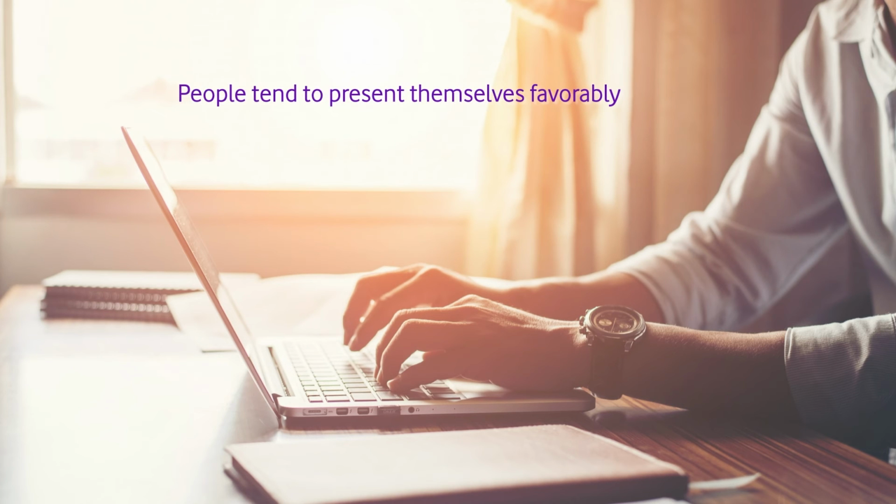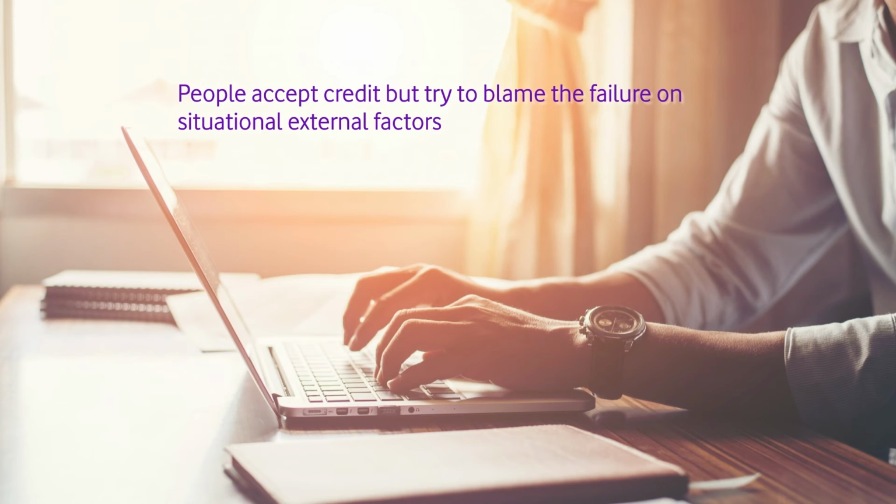People tend to present themselves favorably at all times. That is what impression management is all about. So people accept credit when everything goes right, but try to blame the failure on situational external factors. For example, let us say a student has done well in the exam. The student will immediately say, "Of course, I would have done well because I had put in a lot of effort." So credit goes to me. Supposing the same student does not do well in the exam, then the student would say, "What could I have done? Maximum questions have come out of syllabus." So blame goes to external factors, whereas credit only goes to internal factors. So that's called self-serving bias.